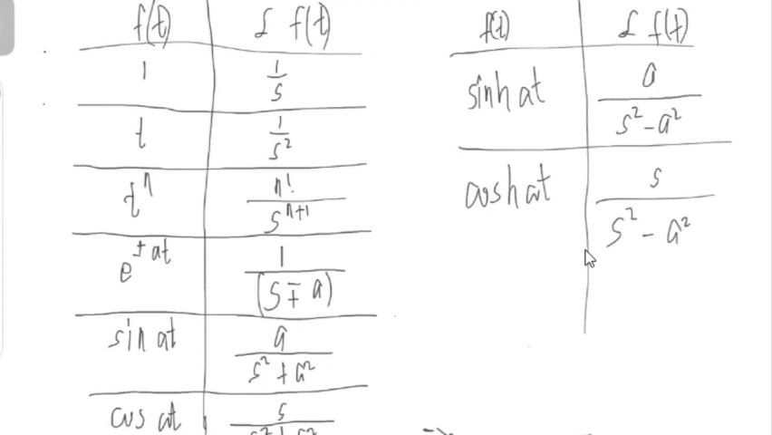As a part of your problem set, you try to derive e to the at plus or minus sine, cosine, hyperbolic sine, and hyperbolic cosine. Okay?